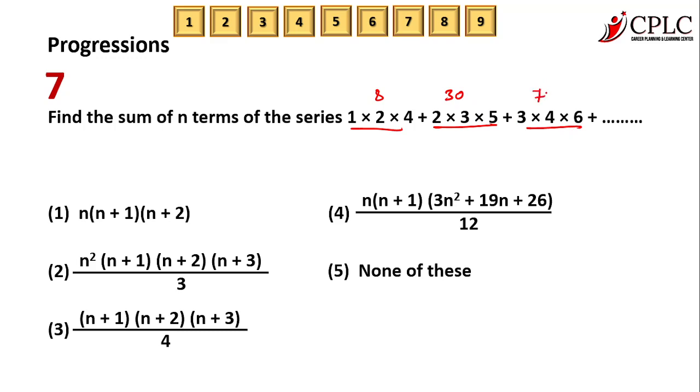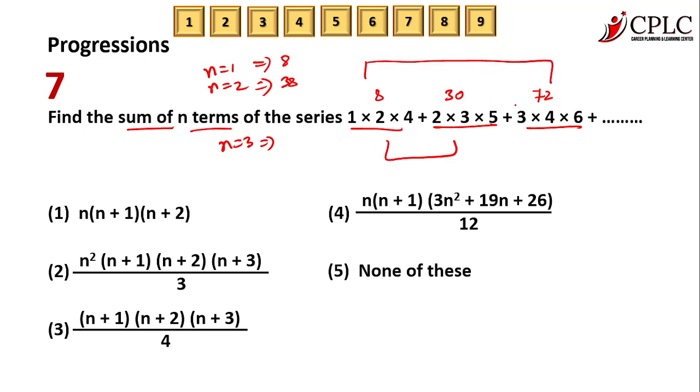Now, what they are asking you to do is, if you substitute n as 1, you should get the answer as 8. If you do n as 2, understand the language of the question: sum of n terms. So, sum of two terms is 30 plus 8, which is 38. And n as 3, sum of three terms is 38 plus 72, which is 110.